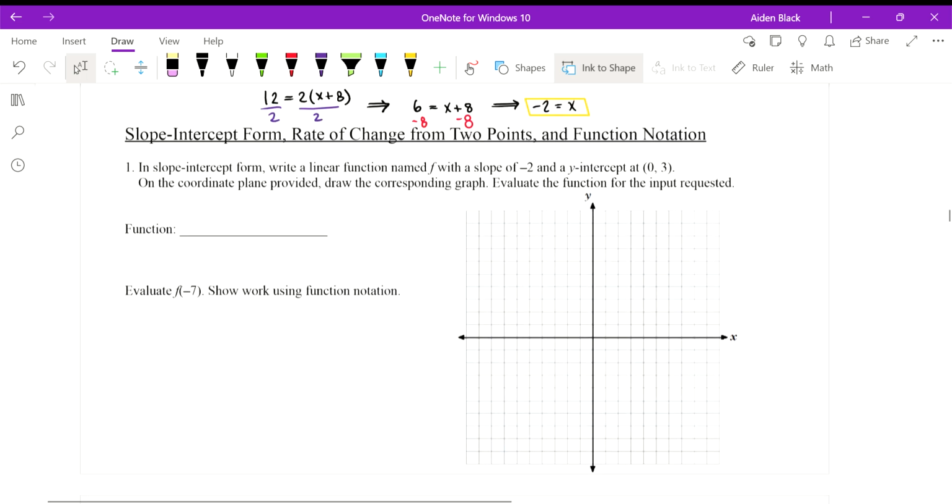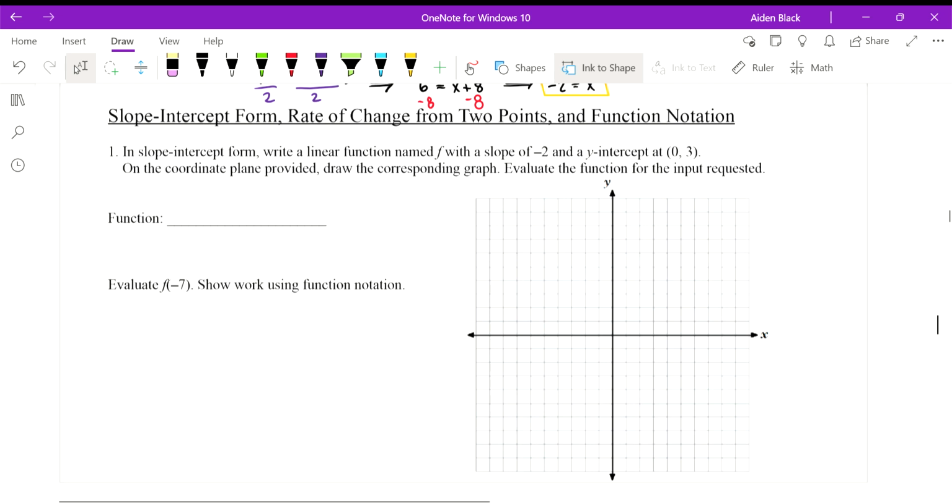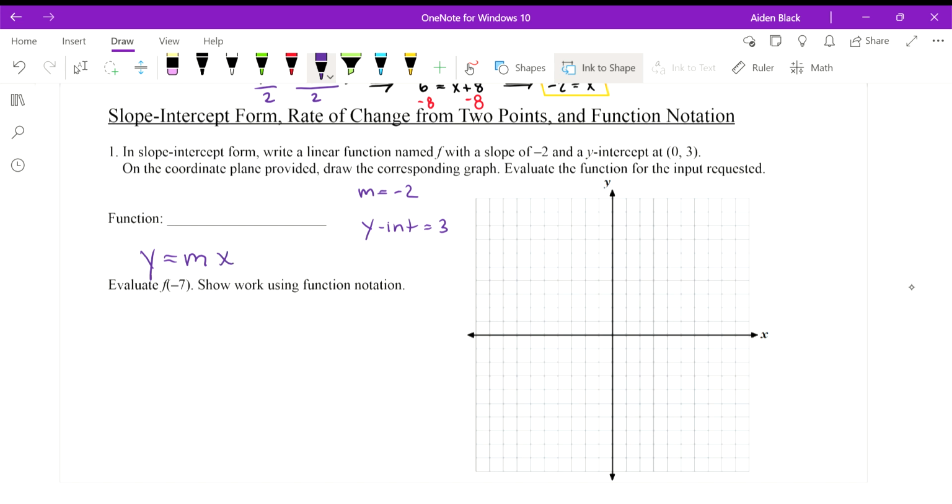Alright, we're at the bottom of page 7, looking at slope-intercept form, rate of change from 2 points, and function notation. Question 1 asks, in slope-intercept form, write a linear function named f with a slope of -2 and a y-intercept of (0, 3). Essentially, it's just saying that your slope is -2, your y-intercept is 3. Since we know slope-intercept form is y equals mx plus b, we can literally just plug in those values. Instead of writing y though, I'm going to write f of x, since that's function notation and it's proper, and it actually makes more sense.